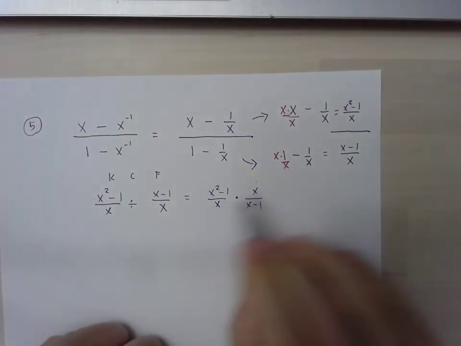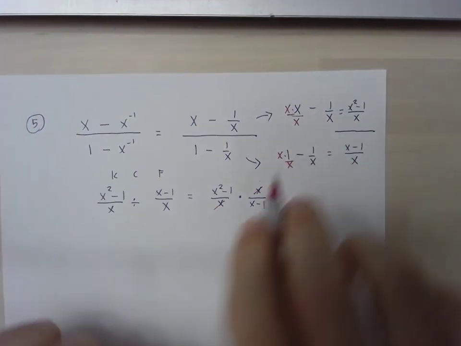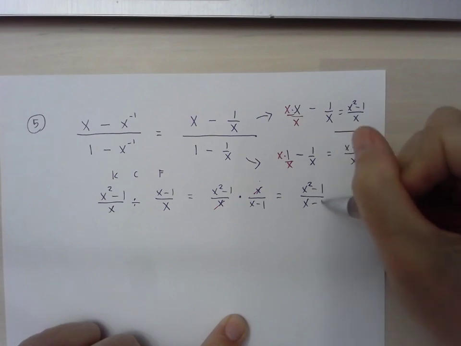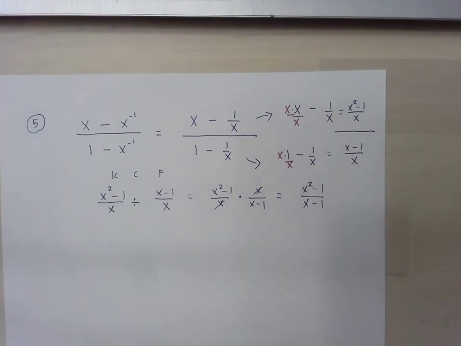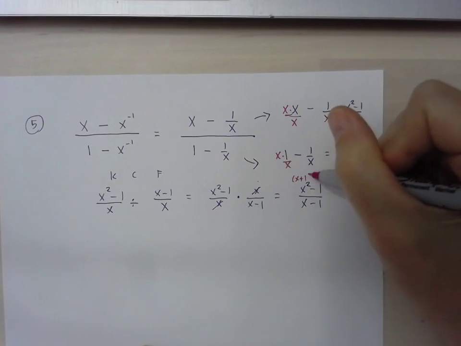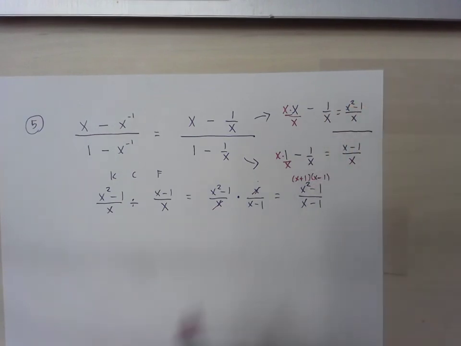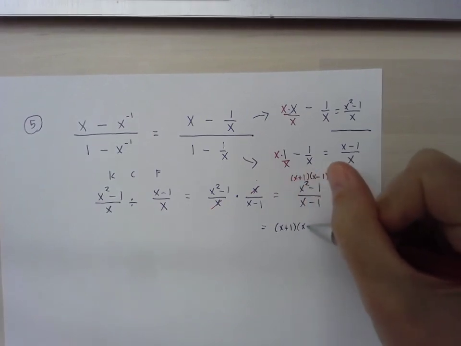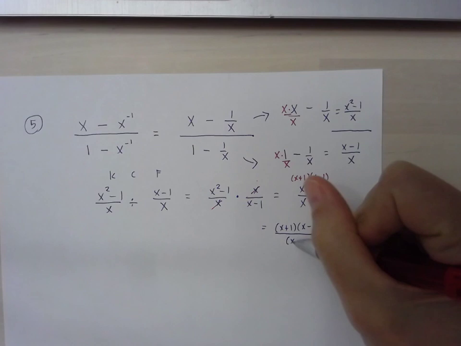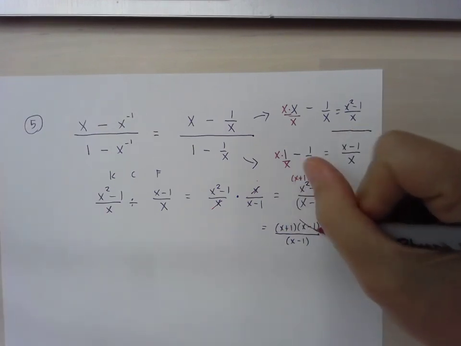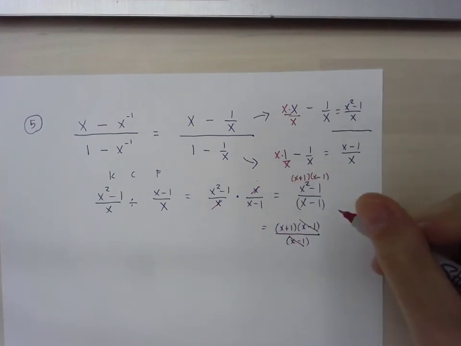Well, look at the x's. Those are going to cancel out. So that's just going to give me x squared minus 1 over x minus 1. That's definitely a lot easier to work with. So we're going to factor x squared minus 1. That's going to be x plus 1 times x minus 1. And there's your denominator. And so you can see the x minus 1's cancel out, and our leftover is just going to be x plus 1.